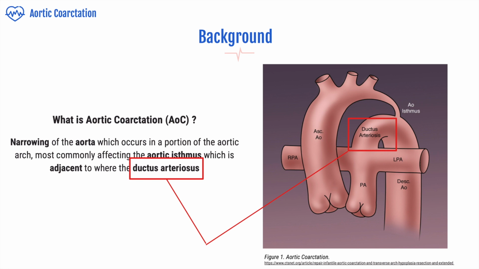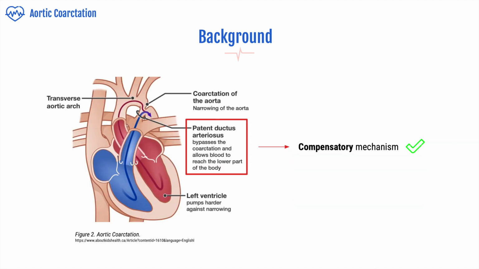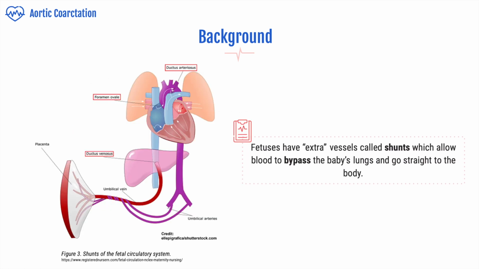This last one is a key component of the fetal circulation and, above all, a key element for the fetuses with aortic coarctation. Indeed, it acts as a compensatory mechanism to cope with the narrowing of the aorta, as it allows blood to bypass the defect and provide oxygenated blood to the lower body. The presence of this extra vessel is a characteristic of the fetal cardiovascular system. They are called shunts, and there are more than one.